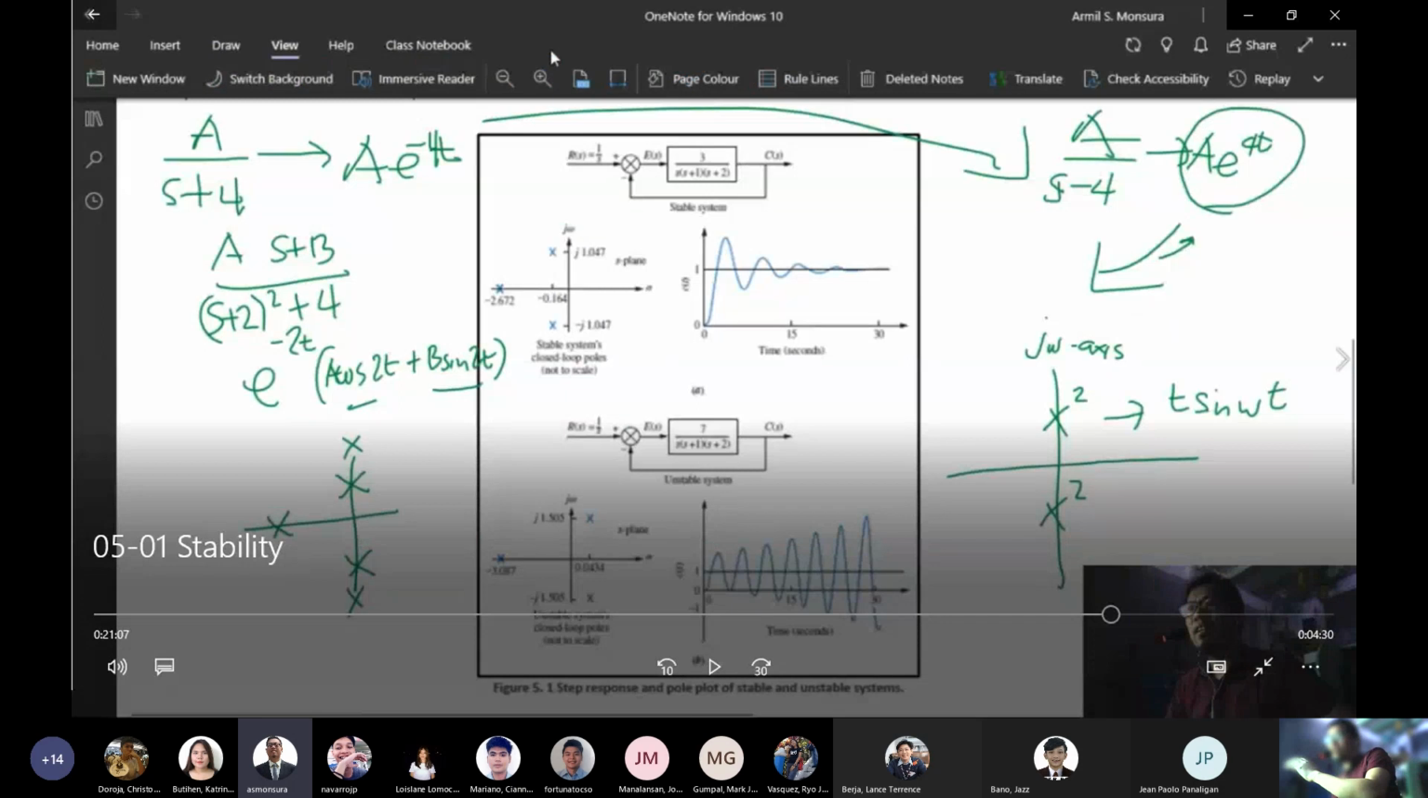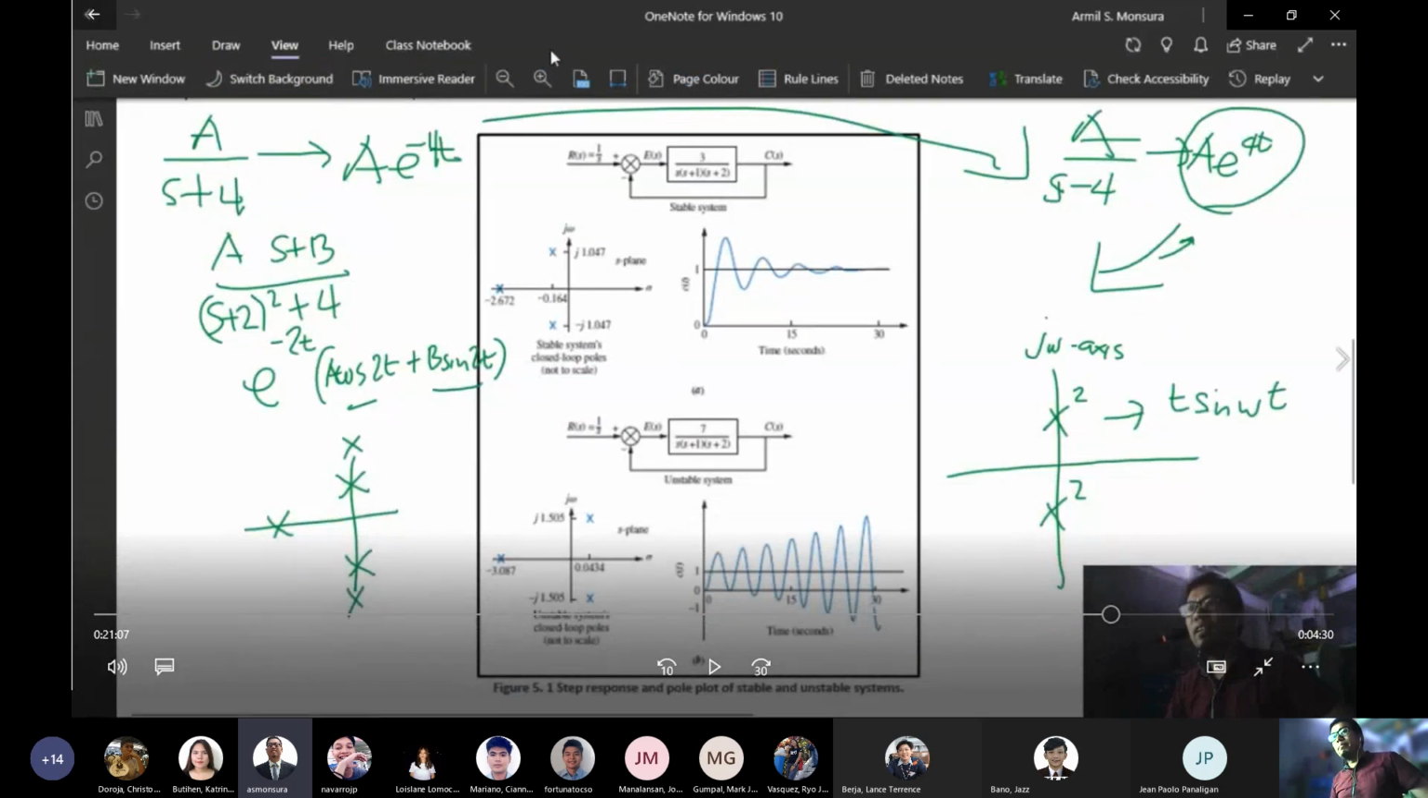Bago tayo mag-proceed, tanong muna. Sinabi ko kanina na pwede niyong i-define ang stability based sa tatlong, or meron kayong pwedeng tatlong pagbasihan ng definition ng stability natin. Okay, una depende sa natural response. Okay, number two, depende sa total response. Number three, depende sa location ng poles. Okay. In terms ng natural response, how do you define stability? Or how do you say that the system is stable in terms ng natural response?